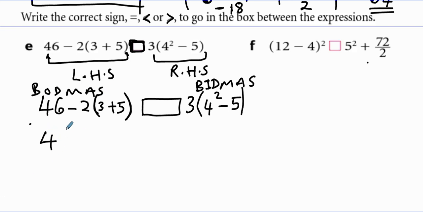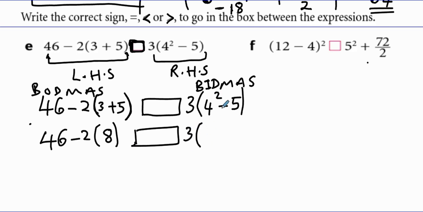This will be 46 minus 2(3 plus 5 is 8). Come to the right hand side. Do brackets, but inside the brackets we have powers: 4 to the power of 2. Remember what I said? 4 to the power of 2 is 4 times 4. Minus 5. On the left hand side we have 46 minus 2. Can you see this 2? Bracket 8. This suggests 2 times 8.